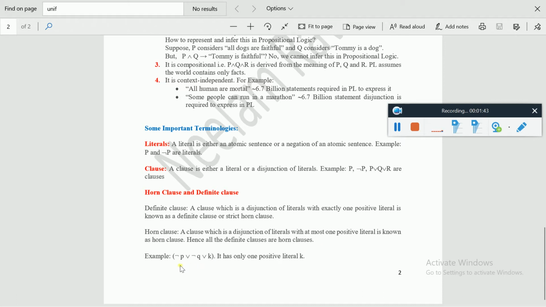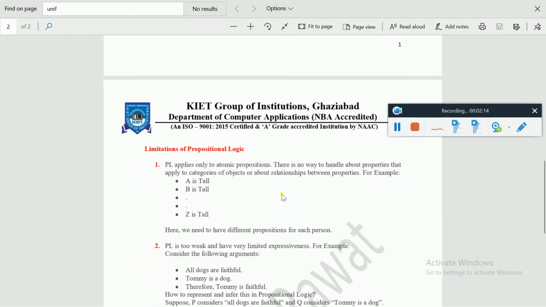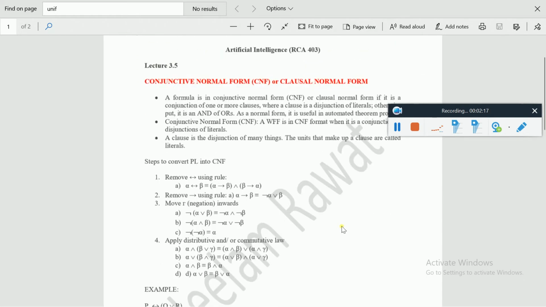So if I see an example, not P or not Q or K, here we do have a positive literal, so we call it a horn clause. So obviously any definite clause is also a horn clause. So you can have an idea about these terminologies, literals, clauses and horn clauses. By that, it would be very easy for you to understand our today's topic, that is conjunctive normal form.